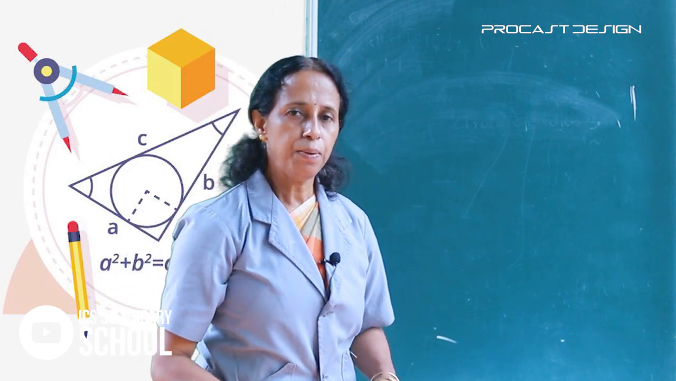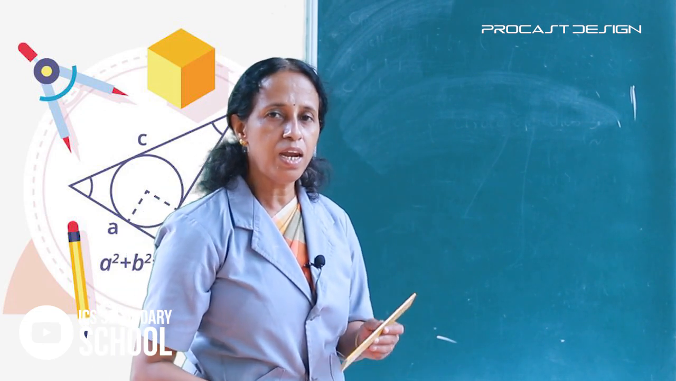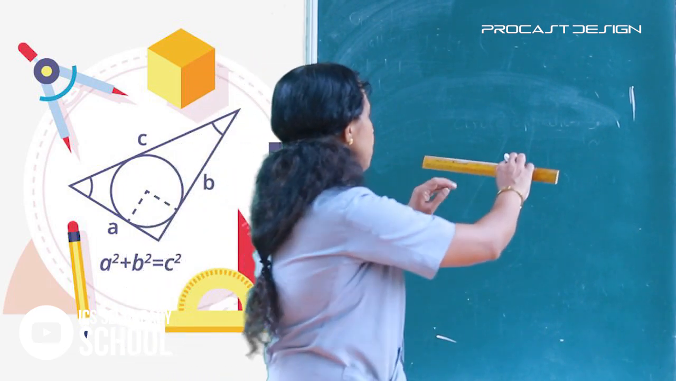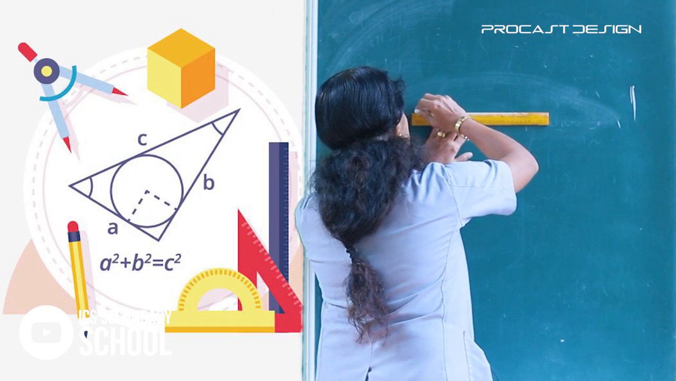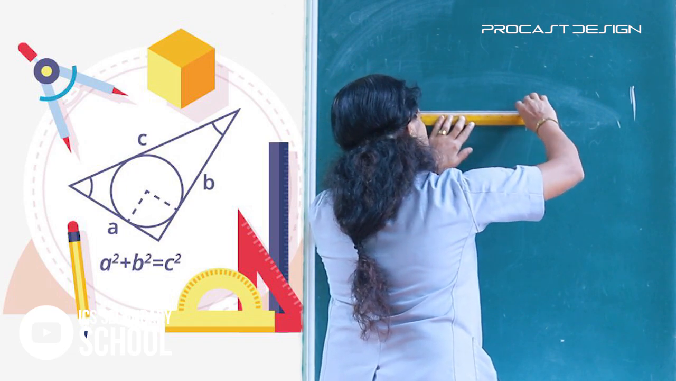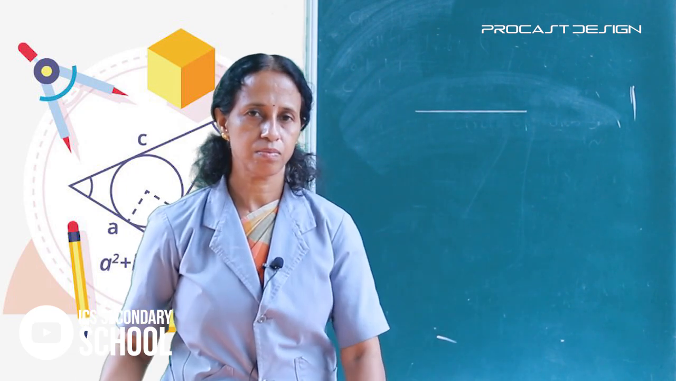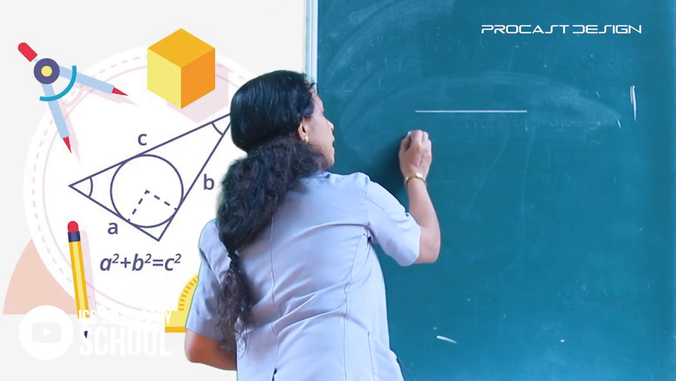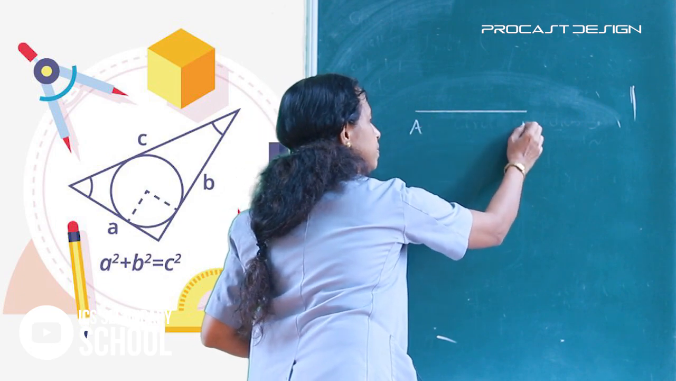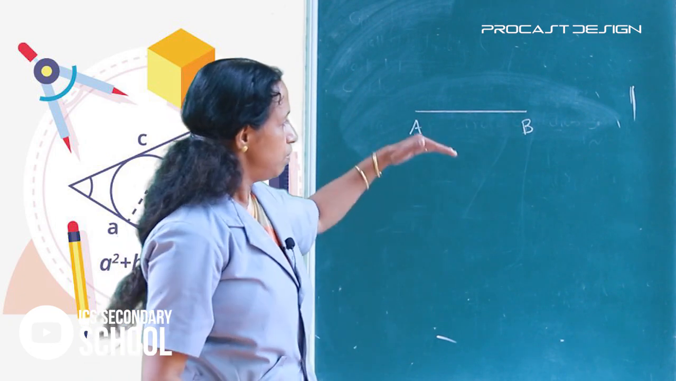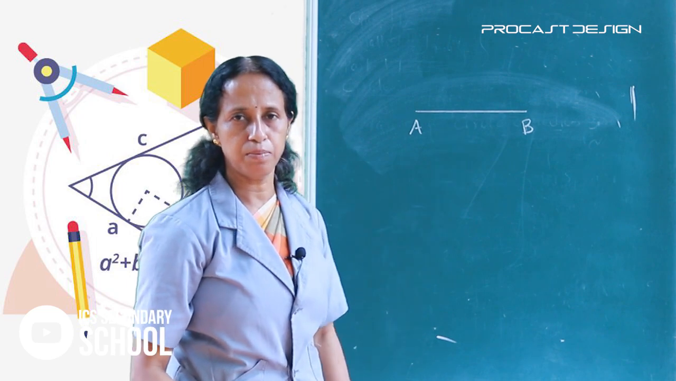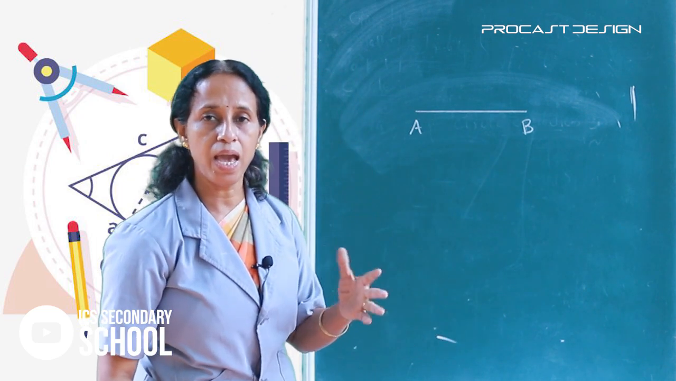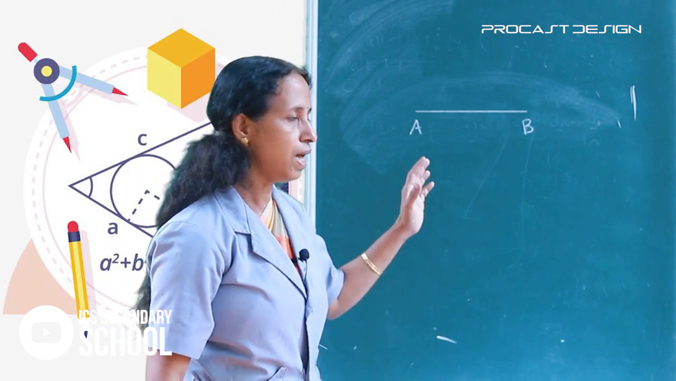First, draw a line of length 3 centimeter. Mark it as A and B.